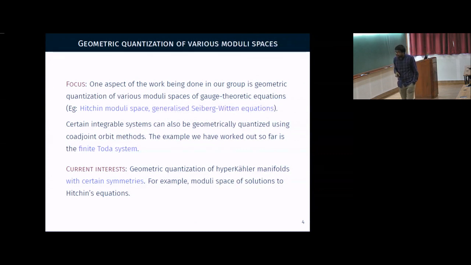Currently, there is a new idea that we are exploring, that is the geometric quantization of certain hyperkähler manifolds. These hyperkähler manifolds carry a specific SU(2) action that rotates the hyperkähler structure. So in essence, one hyperkähler structure cannot be distinguished from another. For each hyperkähler structure, you can construct a certain line bundle that gives you the geometric quantization. It's called the pre-quantum line bundle.